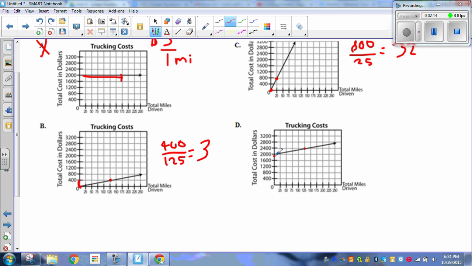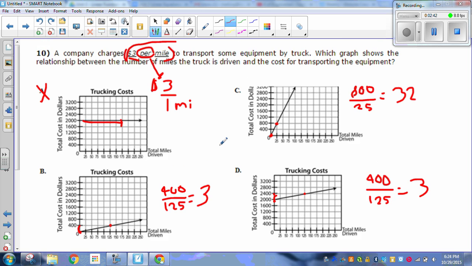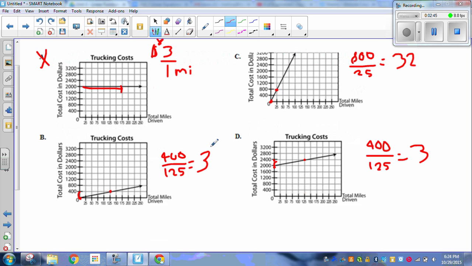I'm going up 400 in this one. And you got to watch these numbers over here. 2,000 to 2,400, that's 400. And then going over, I'm going from 0 to 125, so that's 400 over 125. I actually get 3. Uh-oh. We have 2 slopes of 3. If we double check here, believe it or not, there are 2 right answers on this one.